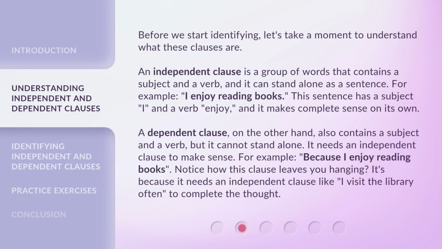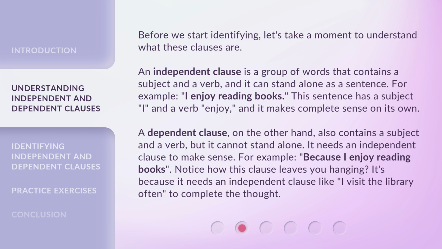Before we start identifying, let's take a moment to understand what these clauses are. An independent clause is a group of words that contains a subject and a verb, and it can stand alone as a sentence. For example, I enjoy reading books. This sentence has a subject, I, and a verb, enjoy, and it makes complete sense on its own.